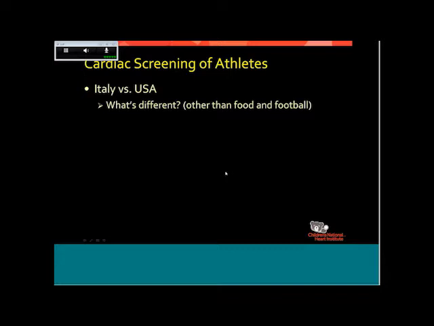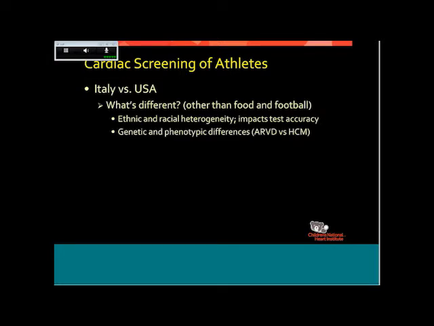So what's the difference between Italy and the United States other than the pizza and the type of football versus soccer? The main difference is ethnic and racial heterogeneity that impacts the accuracy of the ECG. There are genetic and phenotypic differences as well. In Italy, it's much more common to have arrhythmogenic right ventricular dysplasia due to the genetic pool there, versus in the U.S., hypertrophic cardiomyopathy is the most common cause of sudden death.